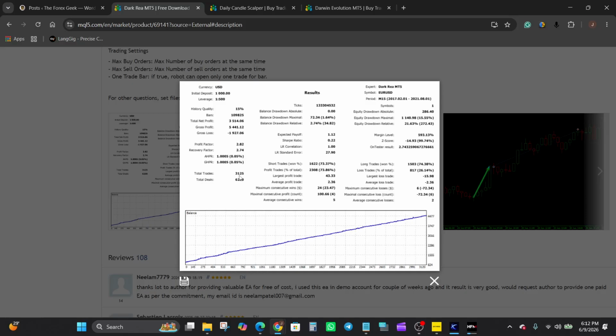And the total trades taken is 3,125. Short trades were 1,622 with a 73.37% win rate. Long trades were 1,503 with a 74.38% win rate. And we can also see that the largest profit was $43.33, largest loss was $15.98. The average profit was 2.36, while the average loss was 2.36 as well. So this shows that the average risk to reward ratio was exactly 1:1.